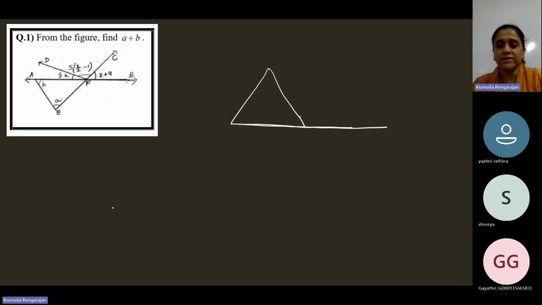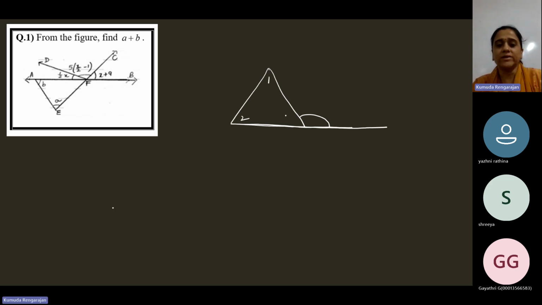Yes, you can work. Okay. So here we'll recall the property of the exterior angle in a triangle. Now, when is an exterior angle formed? An exterior angle is formed when any one side of the triangle is produced. So this side is produced, and this is the exterior angle.